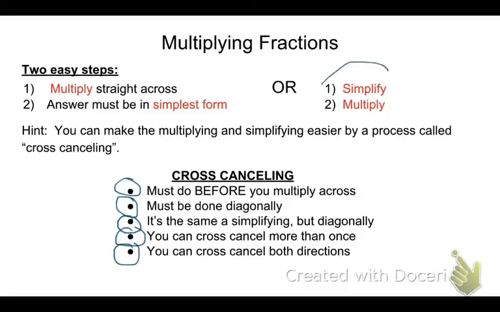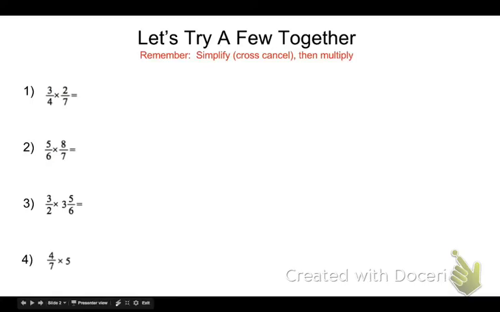So notice over here, there's another way that you can multiply fractions. Instead of multiplying straight across first and then simplifying, you can simplify, then multiply. We're going to take a look at how to do this. In example number 1, we're going to do 3/4 times 2/7. Remember, we're going to simplify first, or cross-cancel, and then multiply.